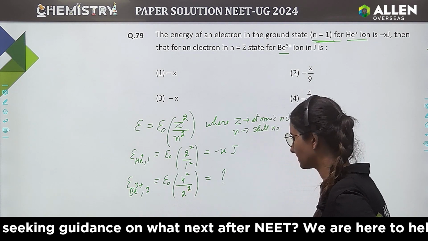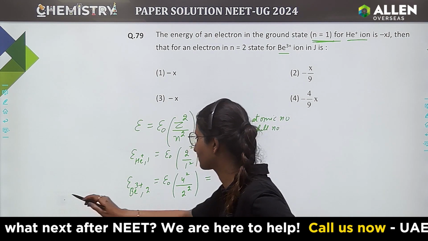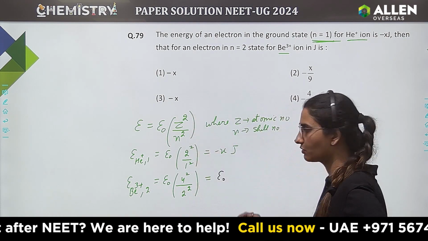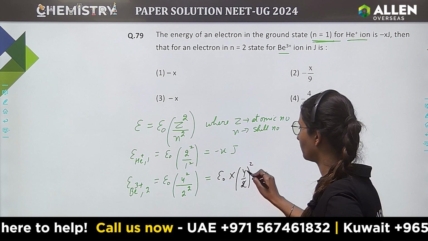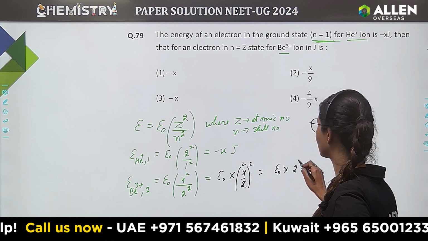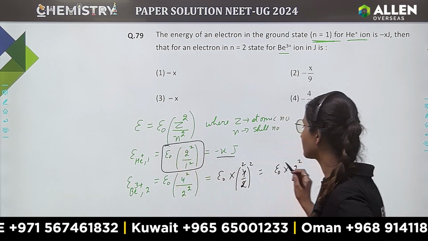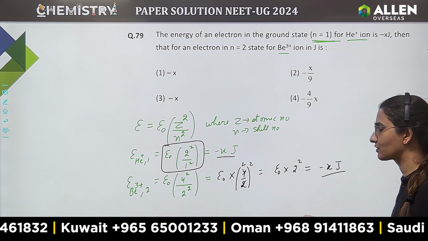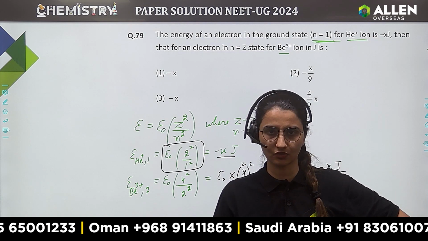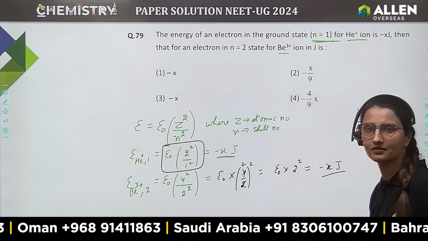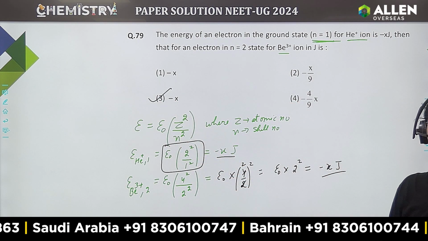Now first, if I solve this, let me solve it a bit. If I solve it, students, what do I get? E naught, 4 square by 2 square. 4 square by 2 square, can I write 4 by 2 whole square? Yes. So it will become E naught into 2 square. Same value as this. So value of E naught into 2 square is minus x. So this also will be minus x, no? If it would have been different, we would have taken ratio of equations or 1 divided by 2. But here simple, direct answer. What is the answer? Minus x joule. Correct? Okay.